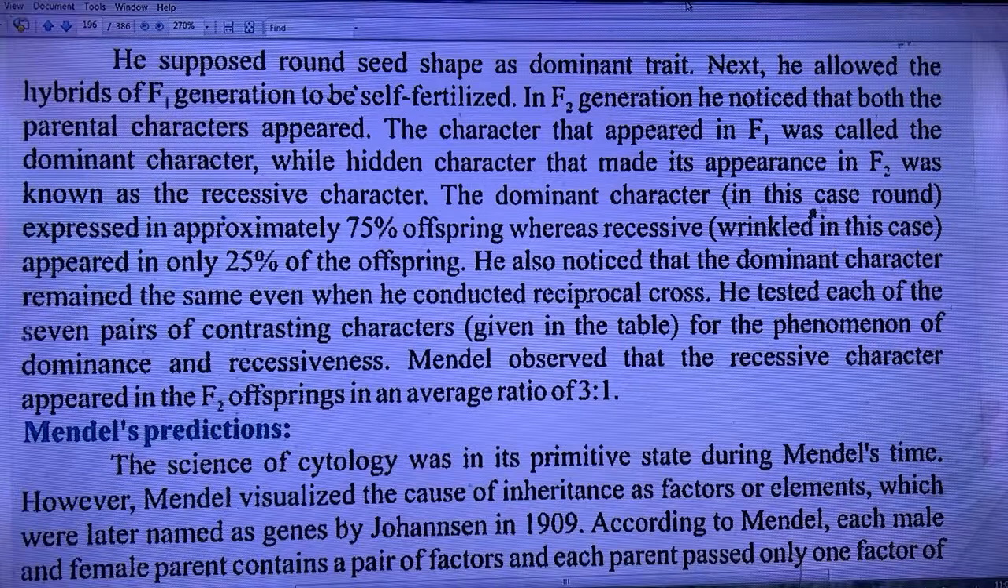The dominant character, in this case round, expressed in approximately 75% of offspring, whereas the recessive wrinkled appeared in only 25% of the offspring. He also noticed that the dominant character remained the same even when he conducted a reciprocal cross or back cross. He tested each of the 7 pairs of contrasting characters given in the table. For the phenomenon of dominance and recessiveness, Mendel observed that the recessive character appeared in the second generation offspring in an average ratio of 3:1.